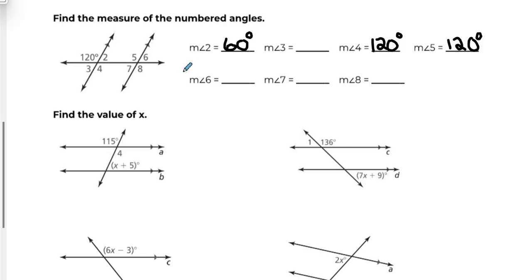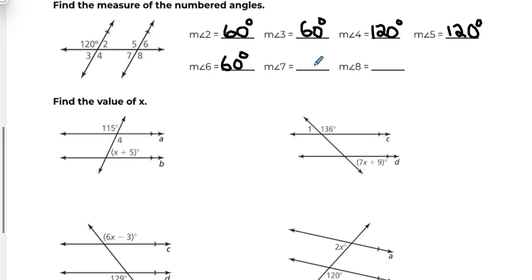But wait, if I know angle 2, I know angle 6 because they're corresponding angles. So angle 6 is also 60. But wait, if I know angle 2, I know angle 3 because angle 2 and angle 3 are vertical angle pairs. So angle 3 is also 60 degrees. And apologies for the sloppy writing. I'm using a mouse today.